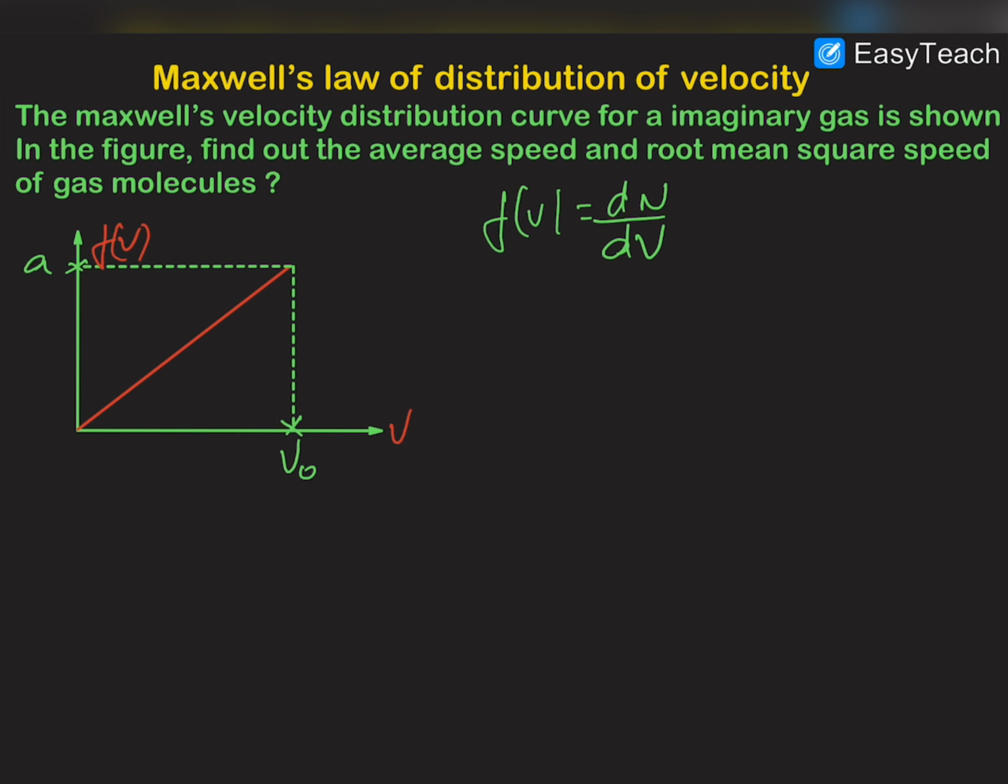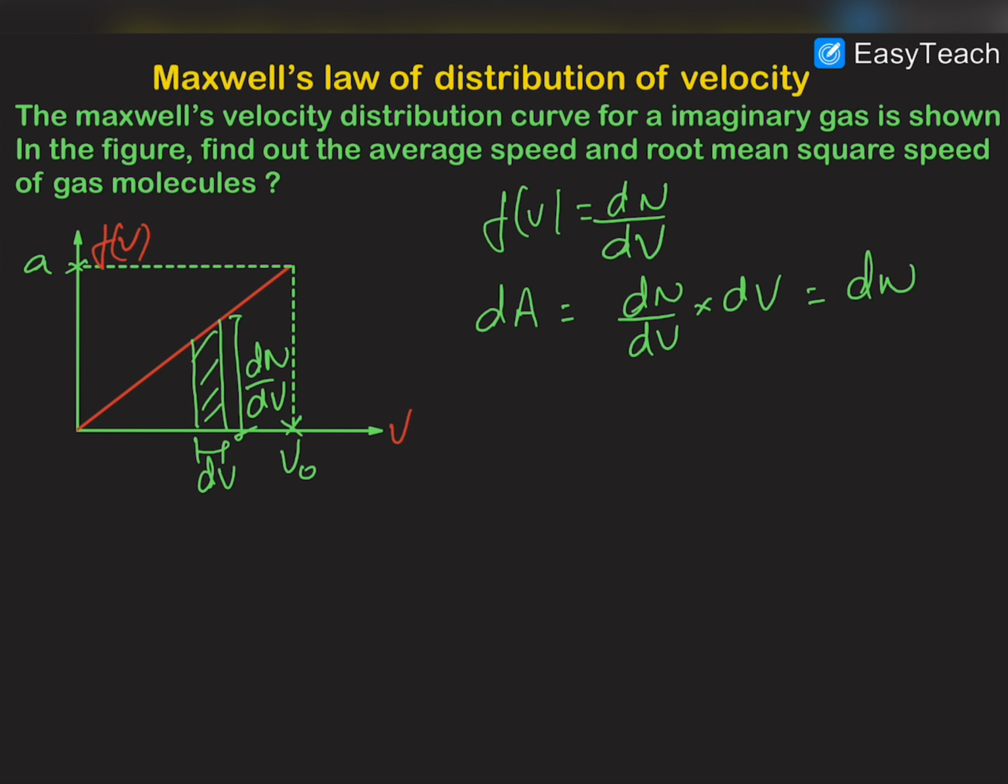So you can see that first of all we have to find out the total number of molecules present in this gas. If we find out this small area, then this would be dv and this would be dn by dv. So if we find out the small area dA, then it would be dn by dv into dv. So it would be dn. So the area of this graph is representing the number of molecules, and if we integrate then we can find out the total number of molecules, which would be integration of dn.